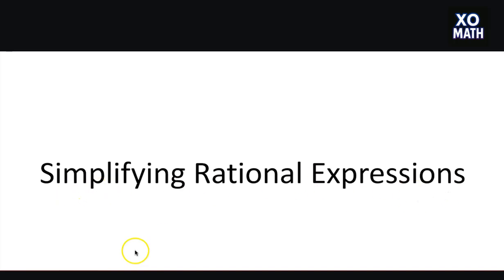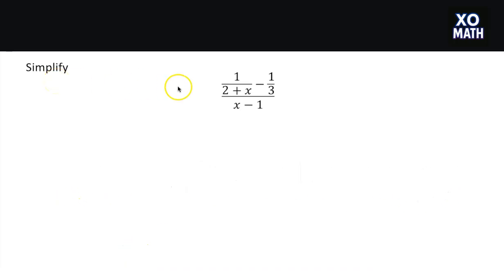Simplifying rational expressions. Let's simplify 1 over the quantity 2 plus x minus 1/3, all over x minus 1. Here we want to eliminate the fractions in the numerator, and we'll do that by multiplying by the least common denominator of these two fractions. The least common denominator is going to be 3 times 2 plus x. So we're going to multiply both the top and the bottom by 3 times 2 plus x.